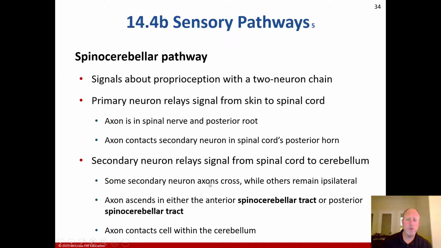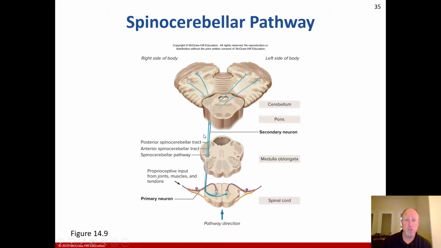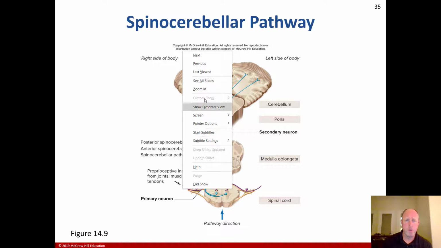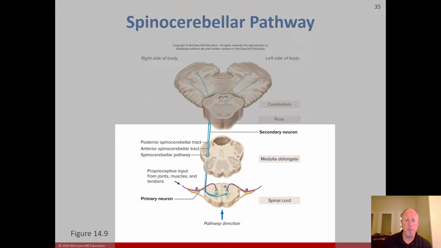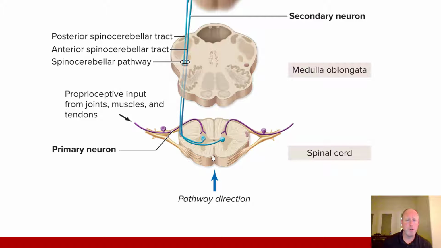And then some secondary neuron axons cross while others remain ipsilateral. That could be a little different at times here. The axon ascends in either the anterior spinocerebellar tract or the posterior spinocerebellar tract. The axon contacts the cell within the cerebellum from there. So we'll get a closer look here at our spinocerebellar pathway. So our pathway direction here is basically going upward, in ascending order.